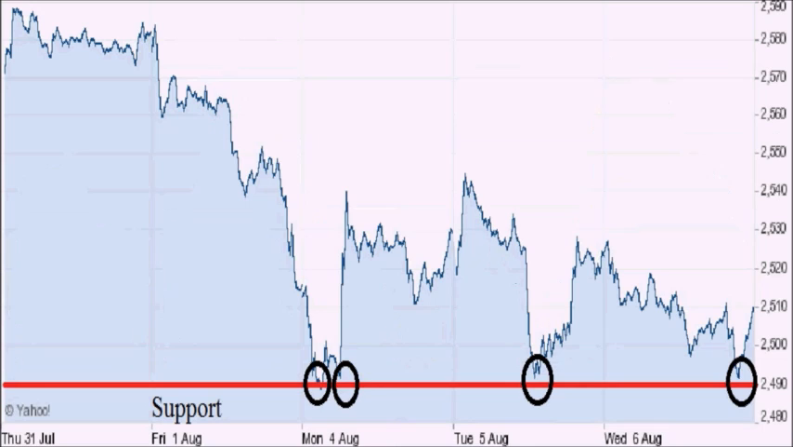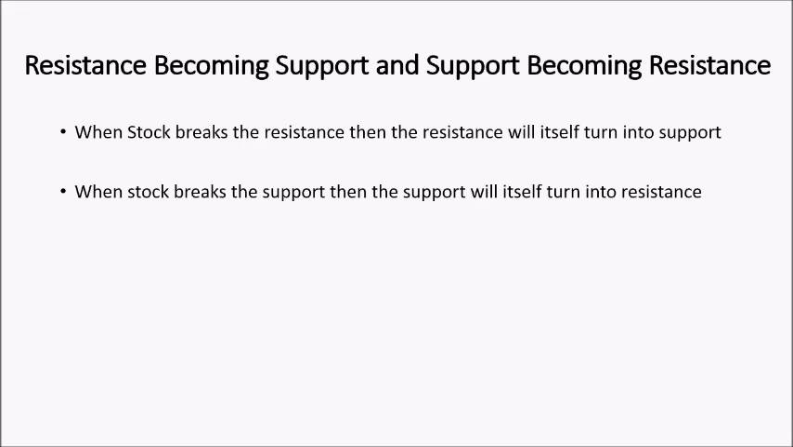Next we have the stock chart of TCS. In this chart, TCS has not broken below 2,490 even after several attempts, therefore 2,490 is the support for TCS. Now as we know how to identify both support and resistance, it is important to know that if the stock breaks the resistance, then the resistance will itself turn into support, and similarly if the stock breaks the support, then the support will itself turn into resistance.